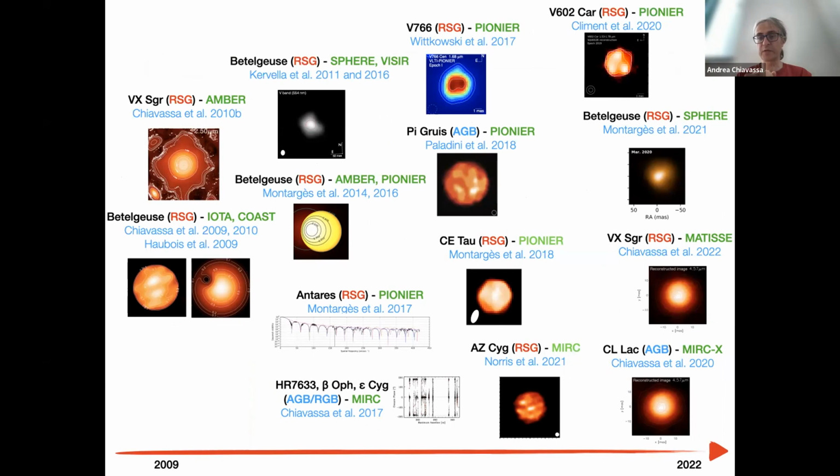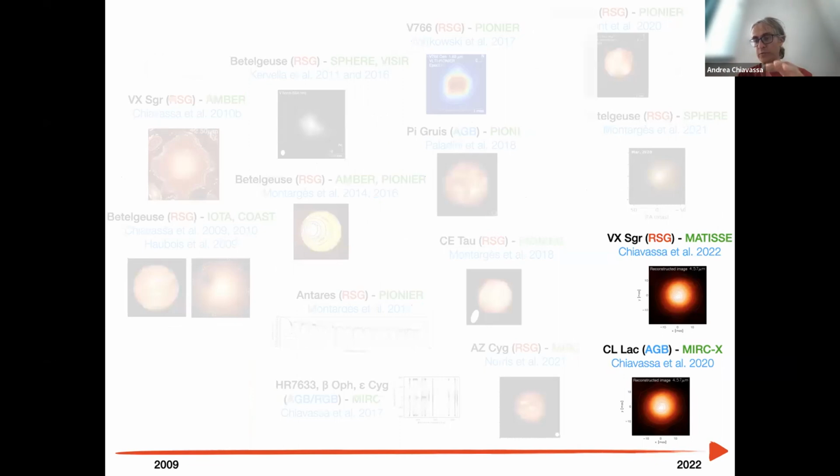So you see that the application of these models is increasing, to try to explain the convection on these stars, with AGB, supergiants, with all different kinds of instruments. But I just want to concentrate on the last two things we did. One for an AGB and one for a supergiant star. So we start from the AGB one, CL Lac, done with MATISSE.